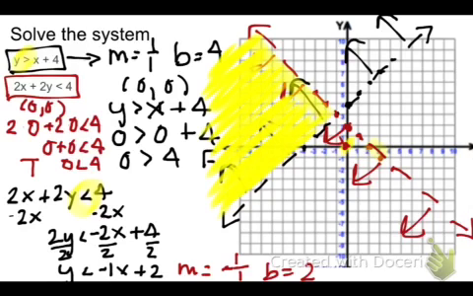Again, be very careful in determining, or highlighting I should say, your double overlapped area so that your teacher and yourself can still tell that your lines are dotted and not solid. All right, so the solution to this system is the area that is double overlapped that I have highlighted in yellow.